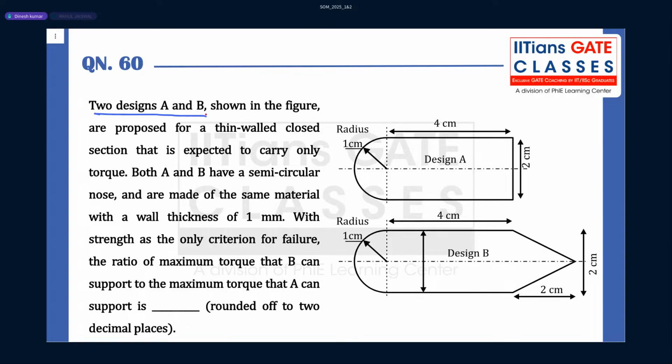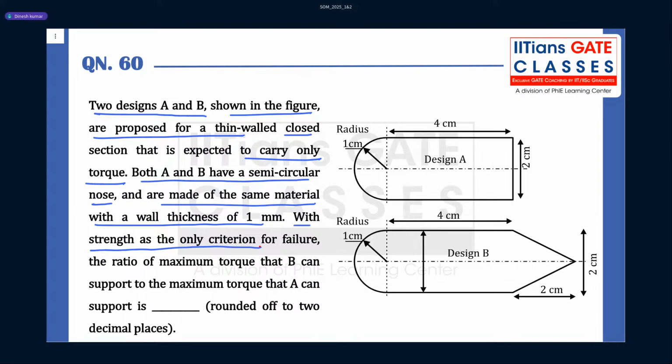Two designs A and B shown in the figure are proposed for a thin-walled closed section that is expected to carry only torque. Both A and B have a semicircular nose and are made of the same material with a wall thickness of 1 mm, with strength as the only criterion for failure. The ratio of maximum torque that B can support to the maximum torque that A can support is.